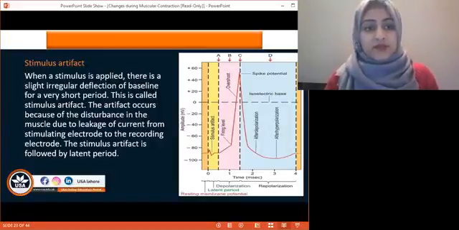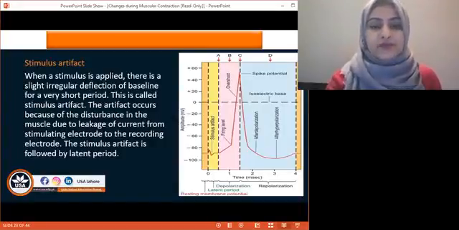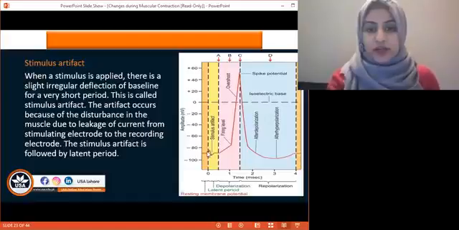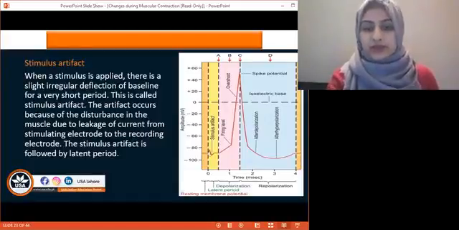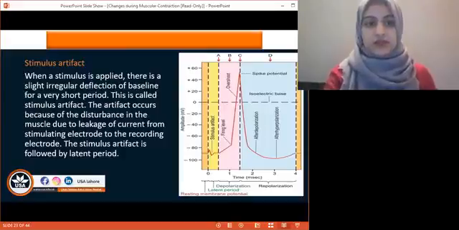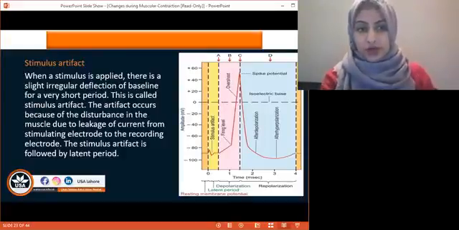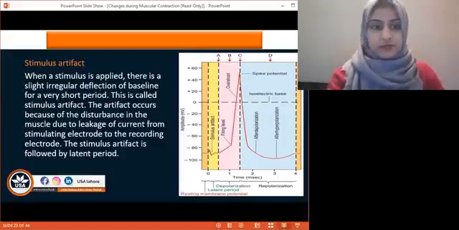The artifact occurs because of the disturbance in muscle due to leakage of current from the stimulating electrode to the recording electrode. The stimulus artifact is followed by a latent period. So when you apply the stimulus, before the latent period, the muscle shows a little bit of deflection, and that is just because of the change in the electrical activity because of the leakage of the current from the recording electrode to the muscle.